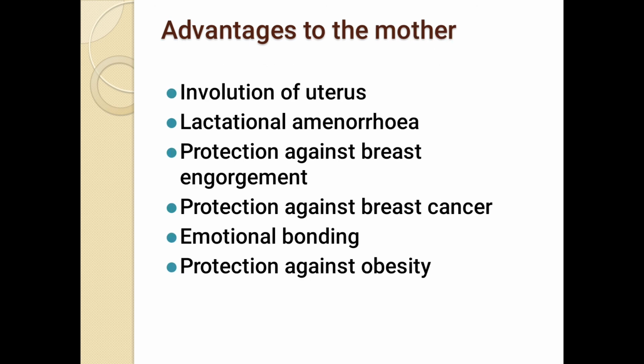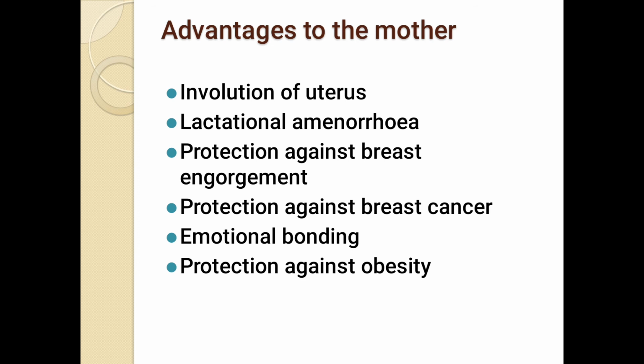What are the advantages to the mother? I told you, each time the mother nurses her baby, there is secretion of oxytocin. Oxytocin will cause contraction of the uterus. So it will promote the involution of the uterus in the mother in the postpartum period. It will cause lactational amenorrhea. So what is lactational amenorrhea? Usually when the mother breastfeeds her baby exclusively, there will be amenorrhea. That is, menstruation will not occur.